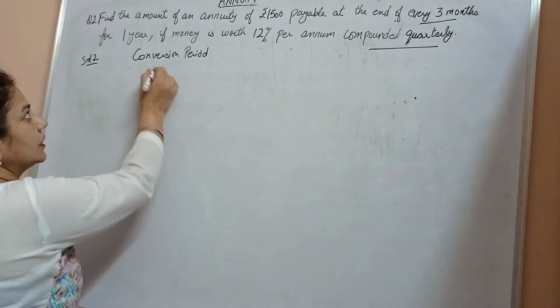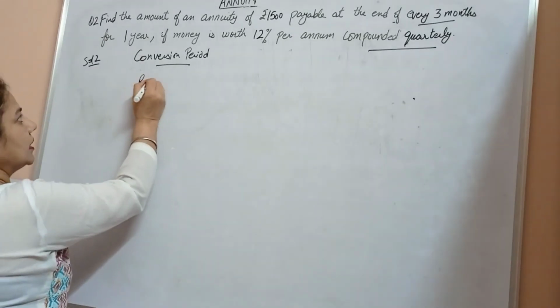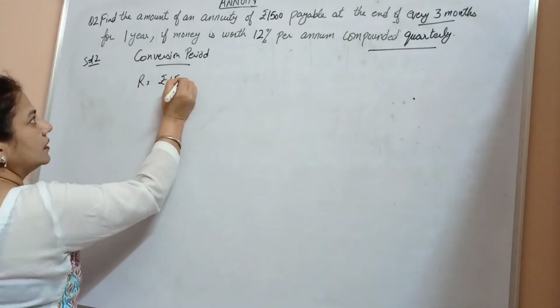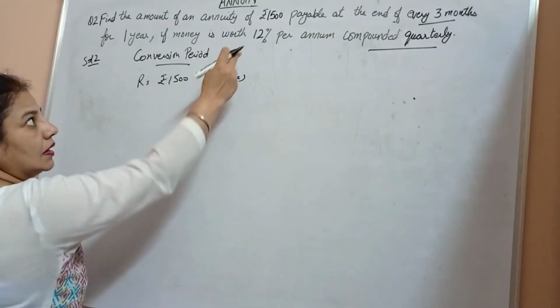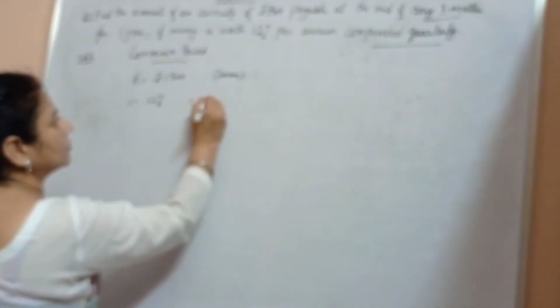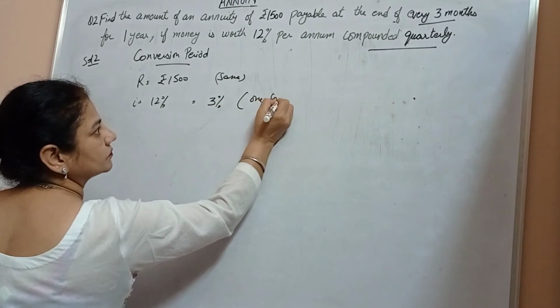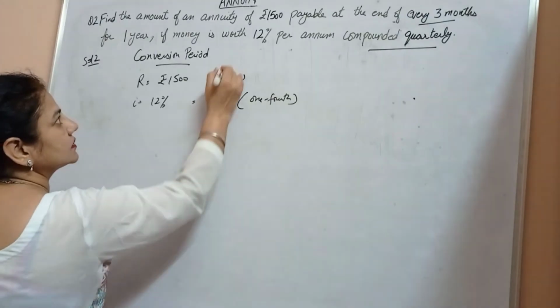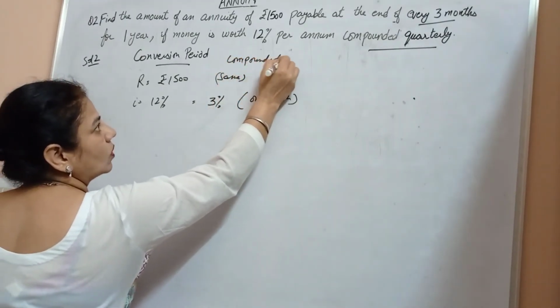In this conversion period, the payable amount remains the same. R is the payable amount, that is 1,500, which remains the same. Rate of interest is I, 12%, and we know that rate of interest will become 1/4, which is equal to 3%. It becomes 1/4 as it is given to us compounded quarterly.